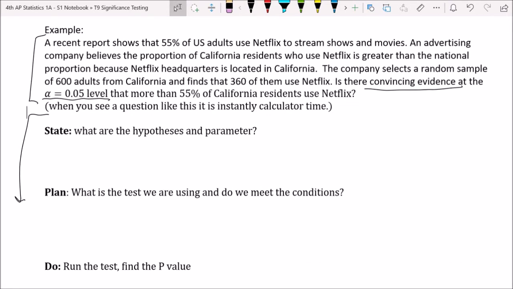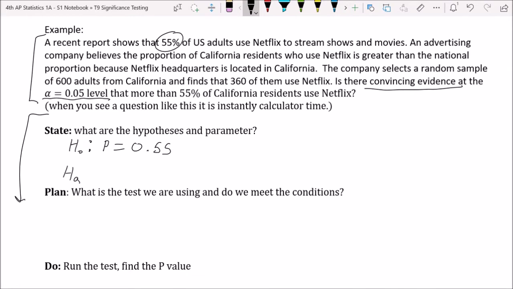We're going to start with the state. We need to name what the hypotheses are and what the parameter is. So null hypothesis, alternative hypothesis. And they said this is the conventional wisdom, the status quo. We're testing against that. So that would be that the proportion, make sure you don't write p hat, y'all, it's a parameter, that the proportion is 0.55.